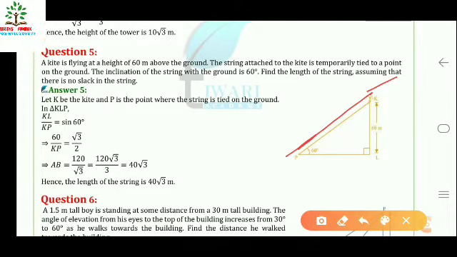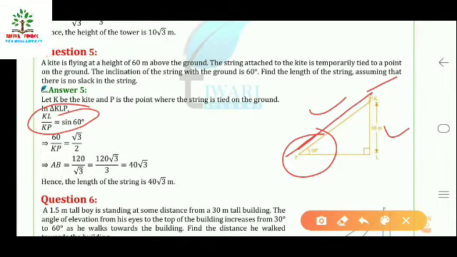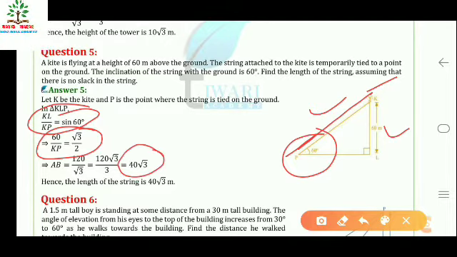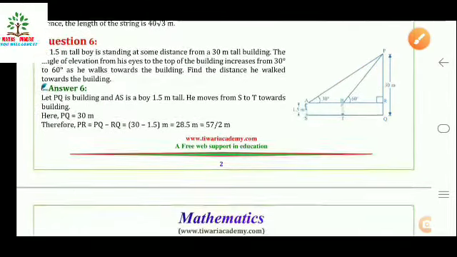Again, we'll use here, since the perpendicular is known to us and the hypotenuse we have to find, the relation will be sine. So we'll take sine 60 equals KL upon KP, that is perpendicular upon hypotenuse. So that will be 60 upon KP equals root 3 upon 2. On solving this, we'll get KP equals 120 over root 3. Again rationalizing, we'll get 40 root 3 as the answer. So the length of the string is 40 root 3 meter. Now moving towards the next question, question number 6.